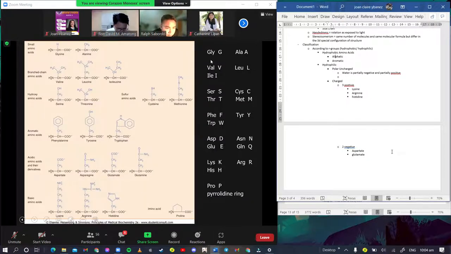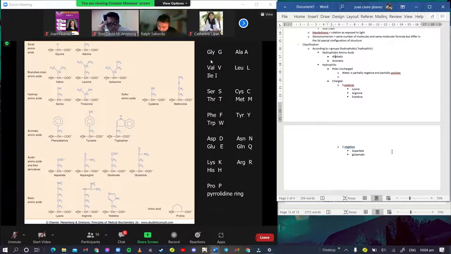And this is another way of looking at it. Okay, you have the small amino acids, which is glycine, of course the smallest, followed by alanine. Then we mentioned about the branched chain. We also mentioned about the hydroxyl amino acids. Aside from serine, we have the threonine, then the aromatic, then the acidic, and the derivatives. So the derivatives are referring to the asparagine derived from aspartate and glutamine derived from glutamate.